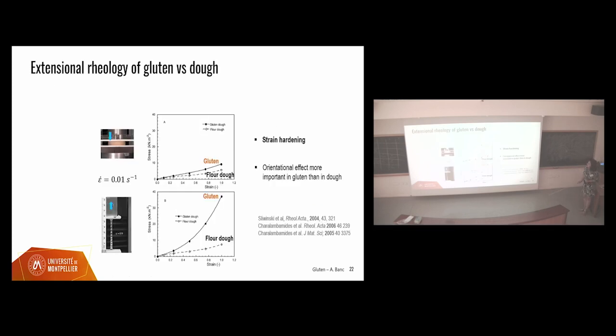What about extensional rheology? People generally perform biaxial compression and uniaxial extension. Here, again, the comparison between gluten and the flour dough. You can see that the gluten stress is higher than the flour dough for both tests, but that the difference between gluten and flour dough is higher when you perform a uniaxial extension, which can be understood if we consider that we have more orientational effect in gluten than in flour dough, because gluten has a polymeric structure, whereas flour dough includes a large quantity of starch particles.